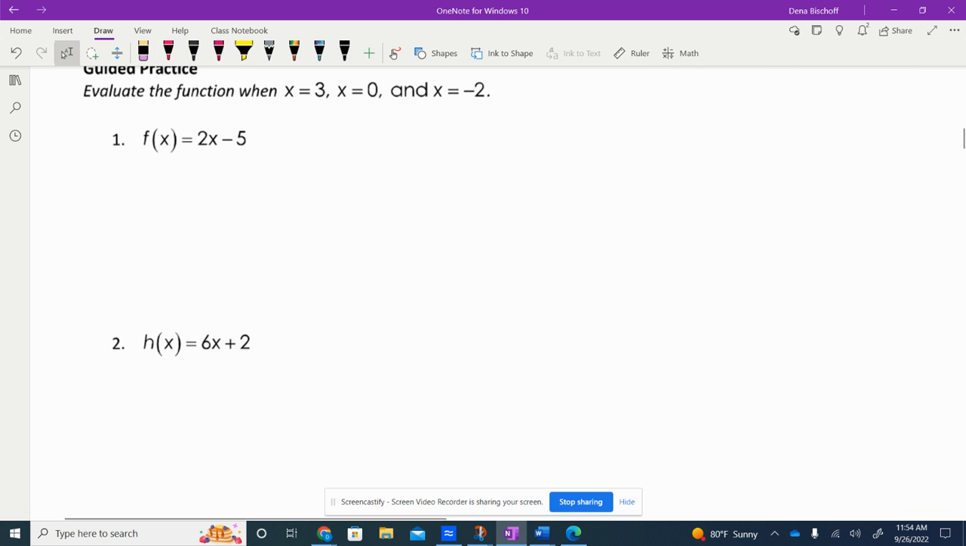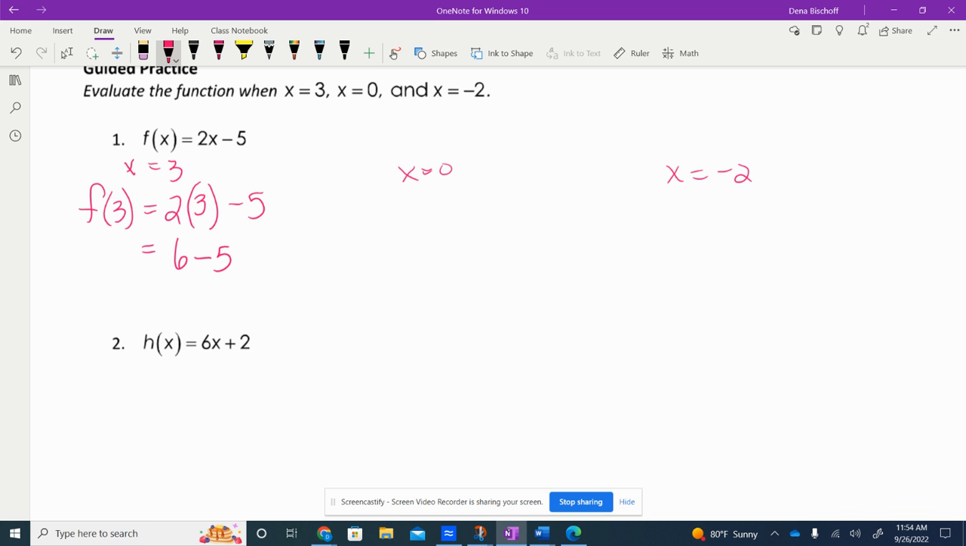Let's do it a couple more times. So I am evaluating this function, f of x, when x equals 3, when x equals 0, and when x equals -2. So let's start with the x equals 3. So f of 3 equals 2 times 3 minus 5. But 2 times 3 is 6, and 6 minus 5 is 1. So f of 3 equals 1.